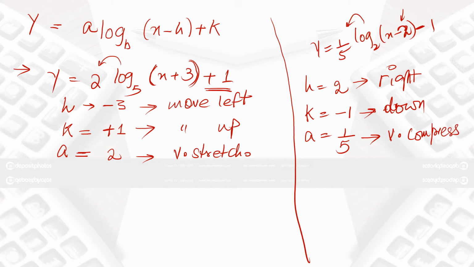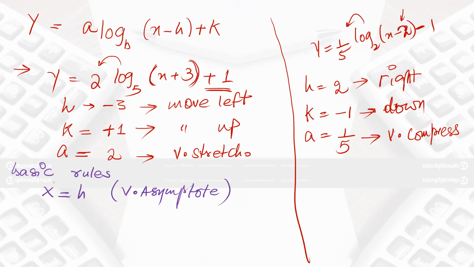Now if you want to make the table and draw the graph, it is very easy. Again, the same way, always memorize the basic rules. Whatever the h, x equals h represents your vertical asymptote. So whatever your h, you will start your domain from that side, and that is your vertical asymptote. So here in this case, what is your h? h is negative 3. See here, h is negative 3. So x equals negative 3 is your vertical asymptote.